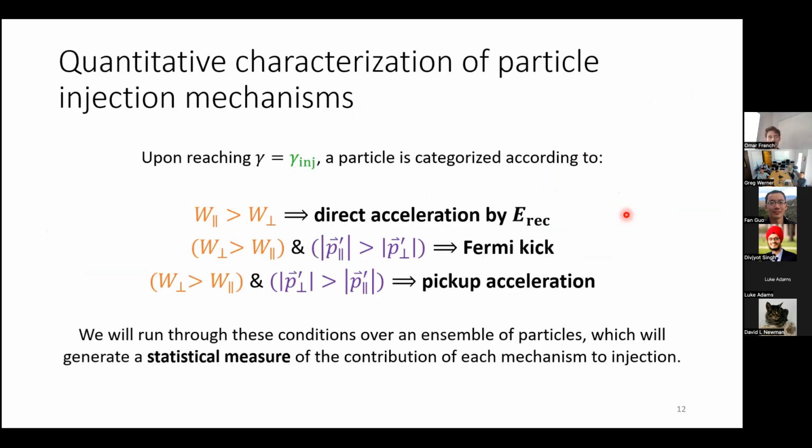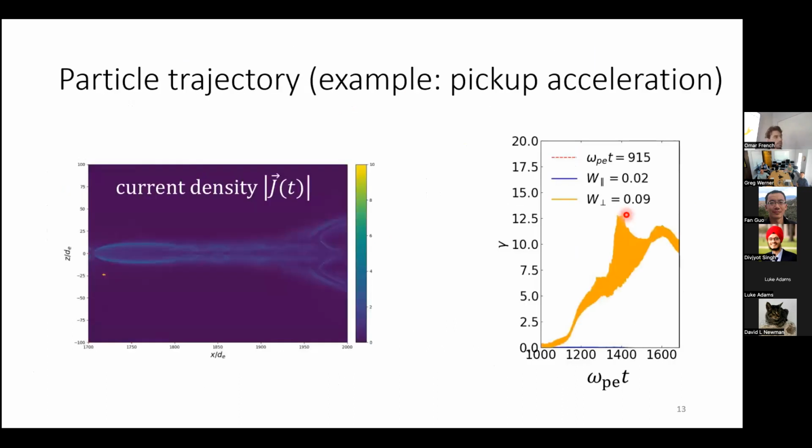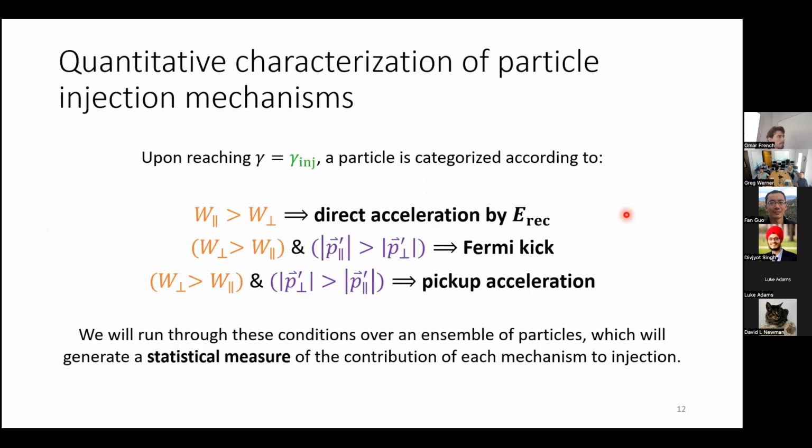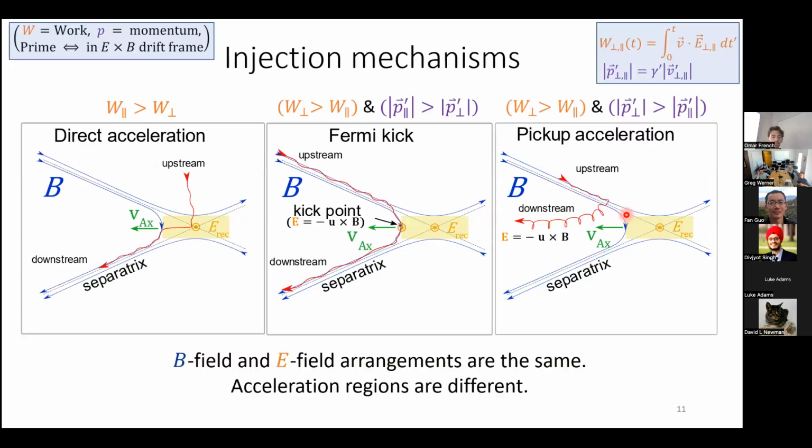Right, so we run through these conditions for an ensemble of particles, which gives us a statistical measure for each mechanism's contribution to injection. Could you comment on the difference between the Fermi kick and pickup acceleration conditions in terms of p parallel or p perpendicular? Why is it chosen? Yes, so for parallel and perpendicular.